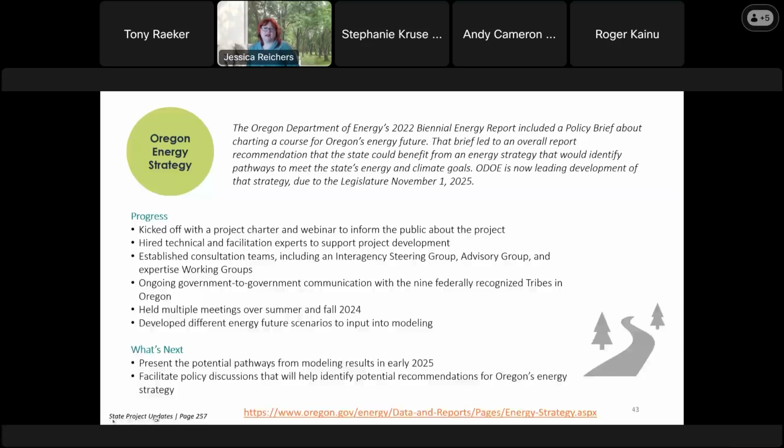As you can see from this slide, work is well underway. The energy strategy team is coordinating with consultative interagency and partner groups, and recently shared results of our pathways modeling. The results of that model will inform conversations over the next several months to assess policy options that will help the state to achieve its energy and climate goals.